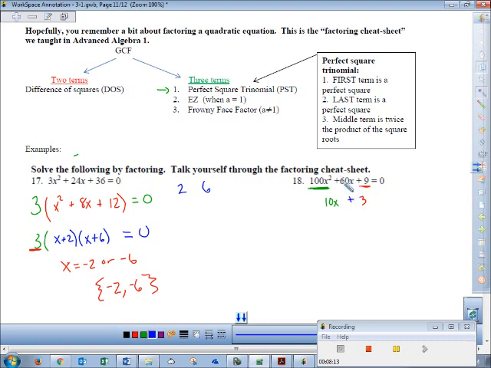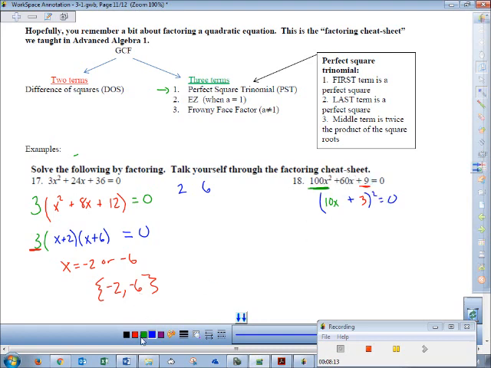Is this middle term twice the product of these roots right here? So if you multiply those together, you get 30x, times 2 is 60x. We've got a winner. I would hate to have frowny faced that thing, man. That's a lot of work.